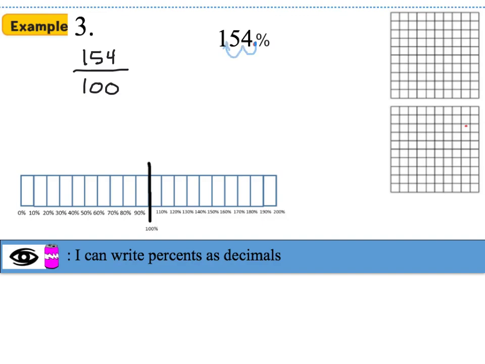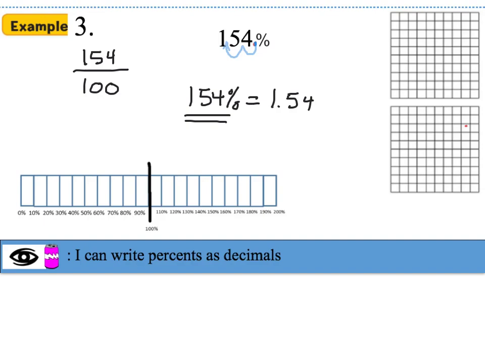So my new number is 154% is equal to 1.54. Notice that 1.54 is bigger than 1 whole, just like 154% is bigger than 100%. Using the 10 by 10 grid, let's go ahead and show what 154% looks like.